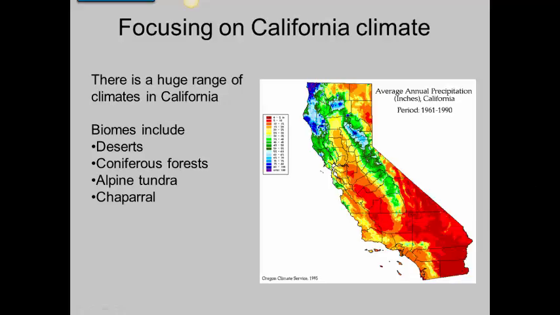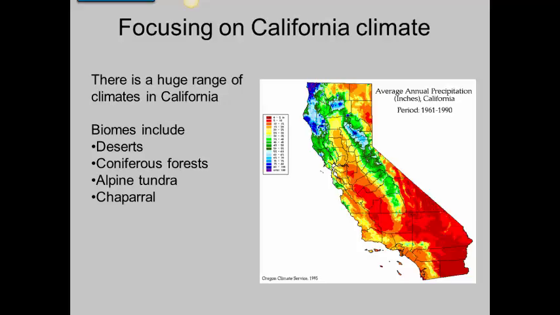This map shows precipitation grading from really low, the red being 0 to 5 inches, to really high. Over 100 inches of precipitation is purple, which we see in the far northwestern corner of California. The climates are diverse, and as a result, it's no surprise that there's a huge diversity in the biomes that we see in the state of California.